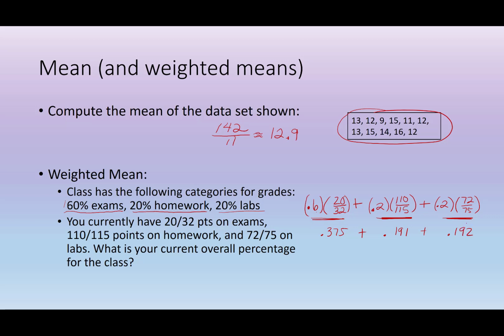Now I need to add these values together, and that's going to give me my weighted mean. So I add all those together, and I get approximately 0.758. So right now in the class, I need to change that to a percent, I'm getting about a 75.8% for that class. Okay, so that's the general setup for a weighted mean. You have to take the weighted value times whatever you have in that particular category, do that for each category, and then add your values together.